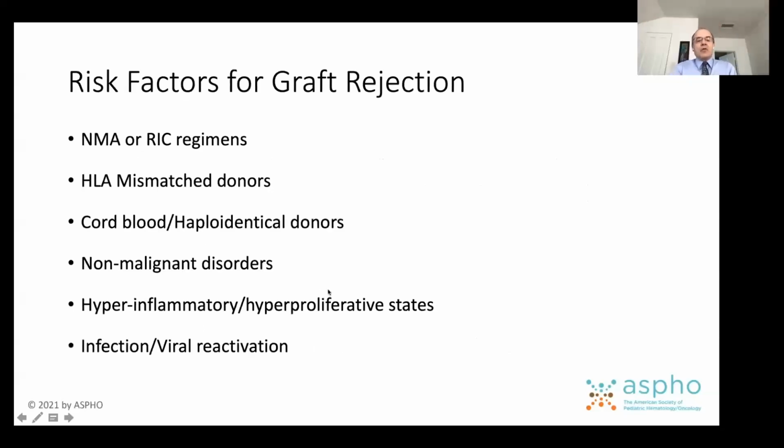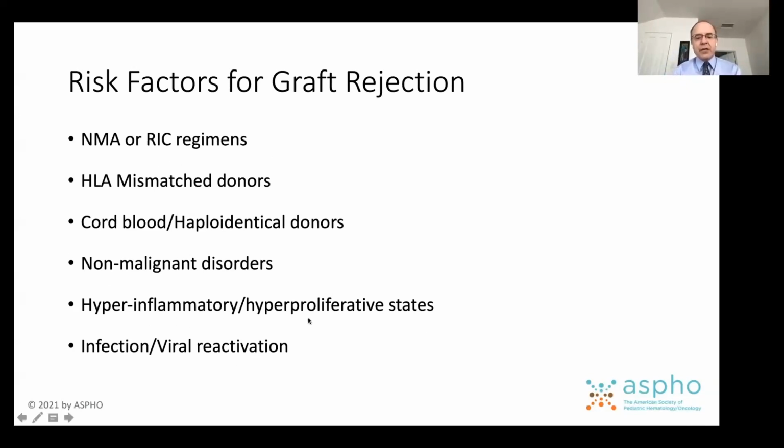Okay, let's talk a little bit about graft rejection. Super important thing to cover. Here are the risk factors: non-myeloablative or decreased intensity regimens, mismatched donors, cord blood or haplo simply because of the low number of T cells. Almost all non-malignant disorders, because they haven't received chemotherapy prior to the transplant and they're not slightly immune suppressed like patients who are treated with chemotherapy for malignancies, have an increased risk of rejection.